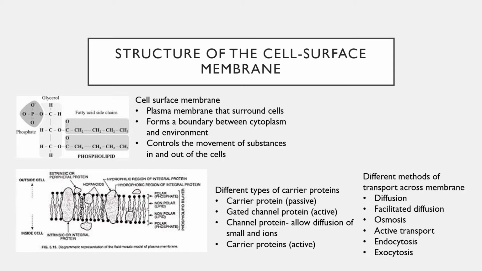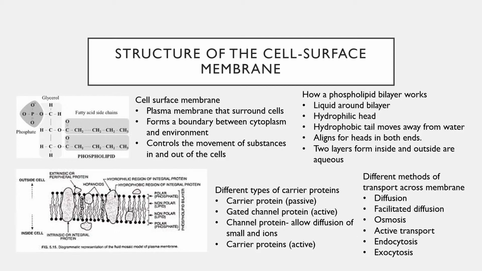Now, what are the different methods of transport across the membrane? You have diffusion, facilitated diffusion, osmosis, active transport, endocytosis, and exocytosis. Now, some examples of integral proteins are enzymes, proteins involved in energy transfers, and supportive structures.